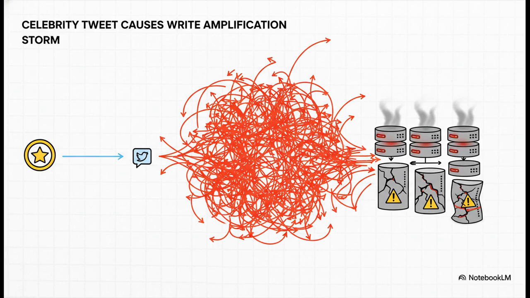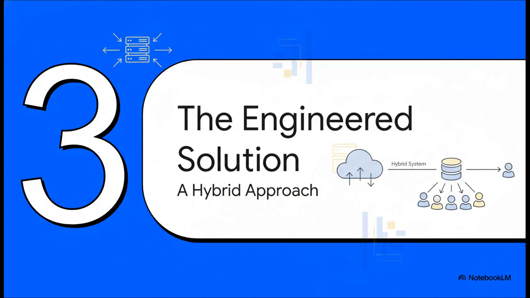If you try to use a pure push model, you'd create what are called write amplification storms, these massive cascades of writes that would literally melt the servers. It's just not possible. So, if pure push doesn't work and pure pull has its own issues, what do you do?